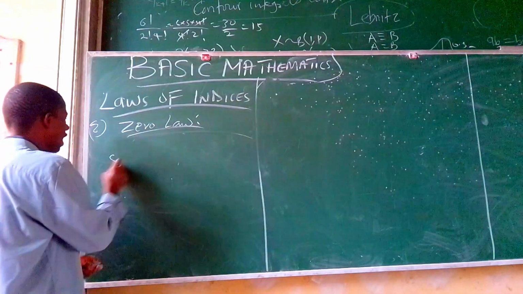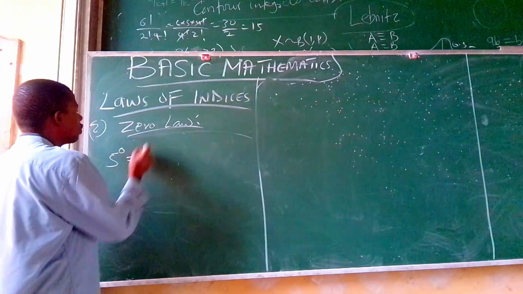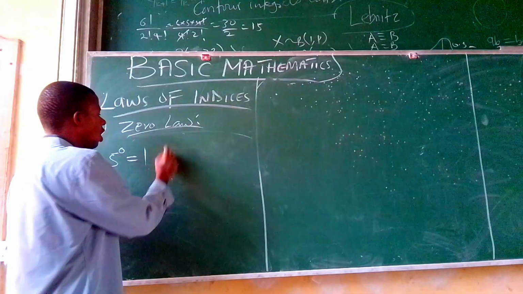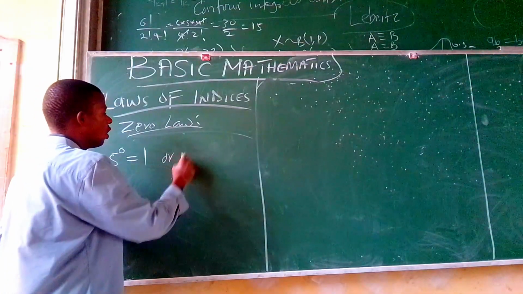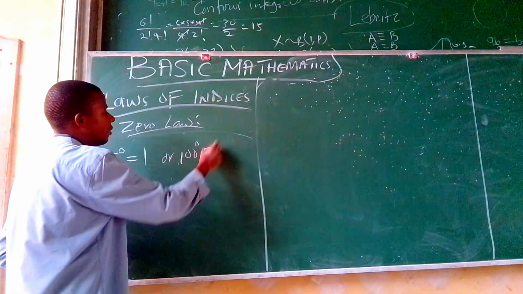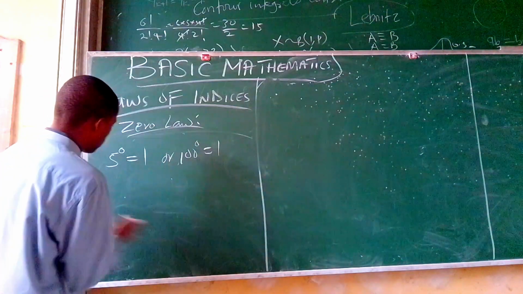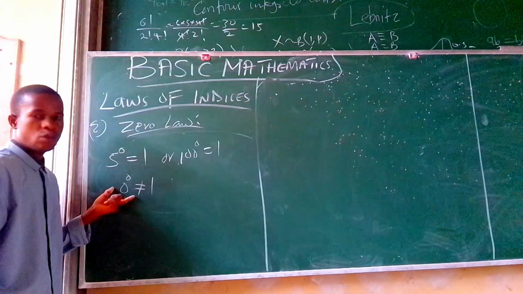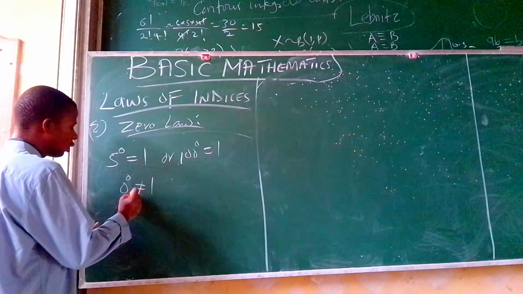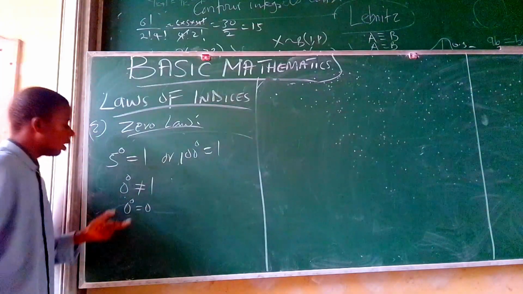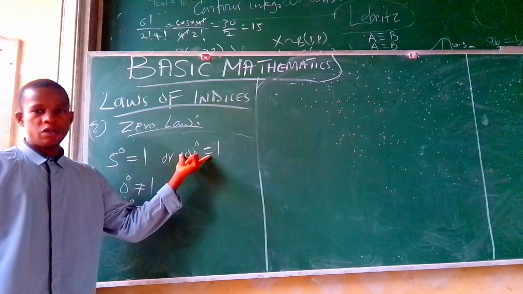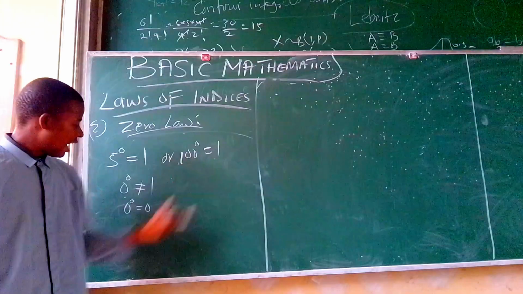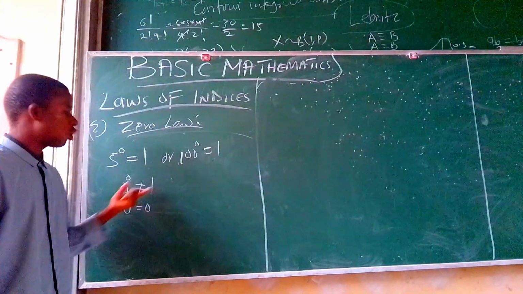If you have 5 raised to the power of 0, it is 1, because anything raised to the power of 0 is 1. Or if you have 100 raised to the power of 0, it's the same thing, 1. Except you have 0 raised to the power of 0, this is not equal to 1. Any other number raised to the power of 0, by the zero law of indices, is 1, except 0 itself, which is not equal to 1.